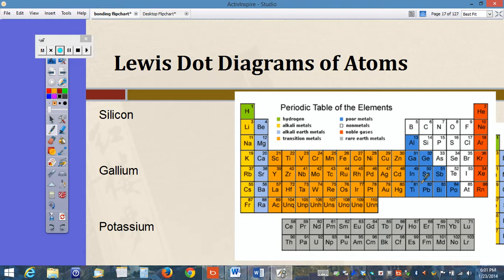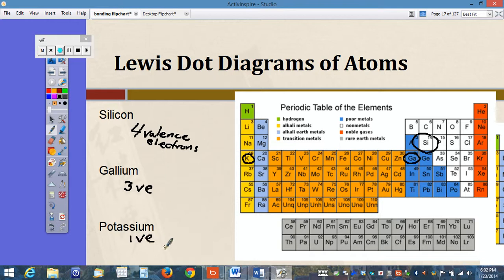Silicon is located right here. Silicon has 4 valence electrons. Gallium is located right here. It has 3 valence electrons. And potassium is located down here. It has 1 valence electron.